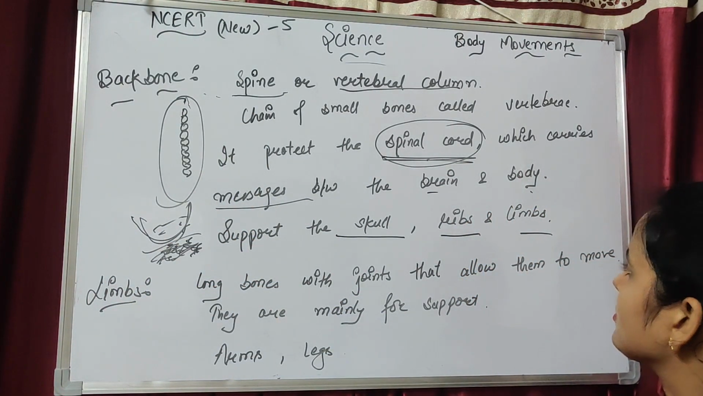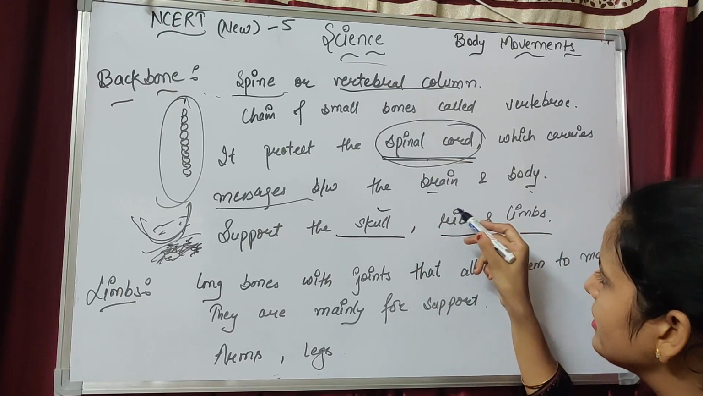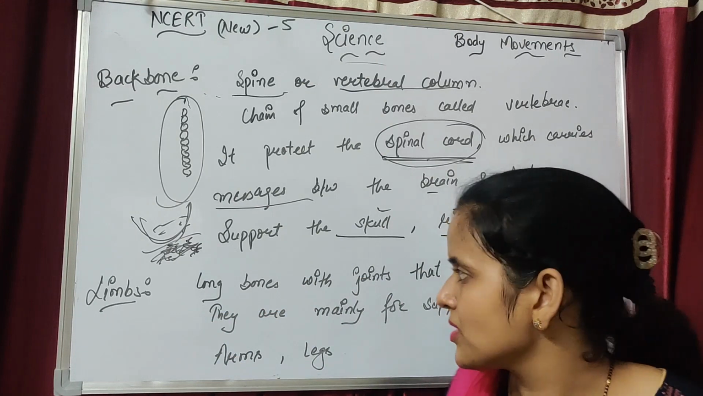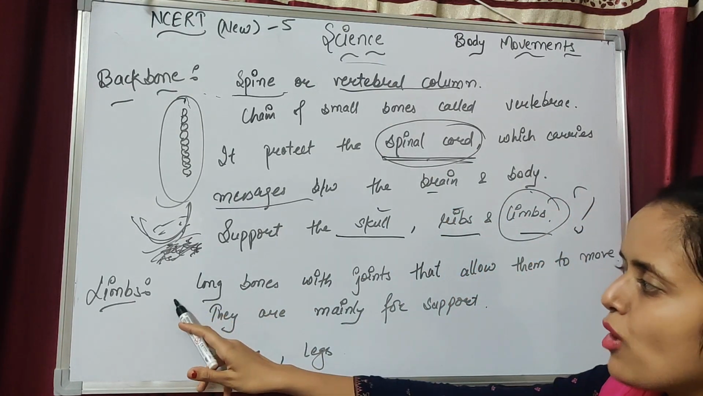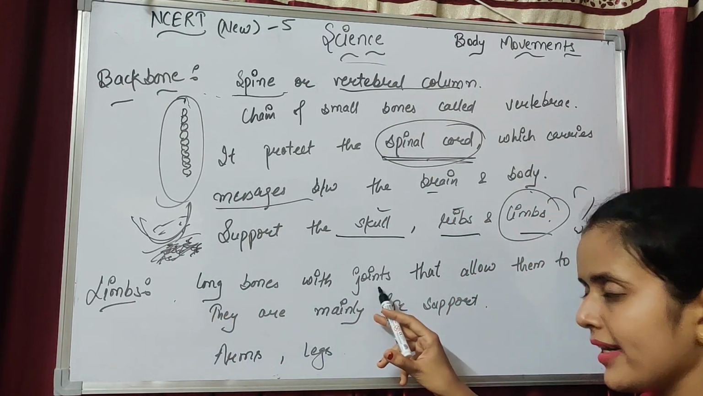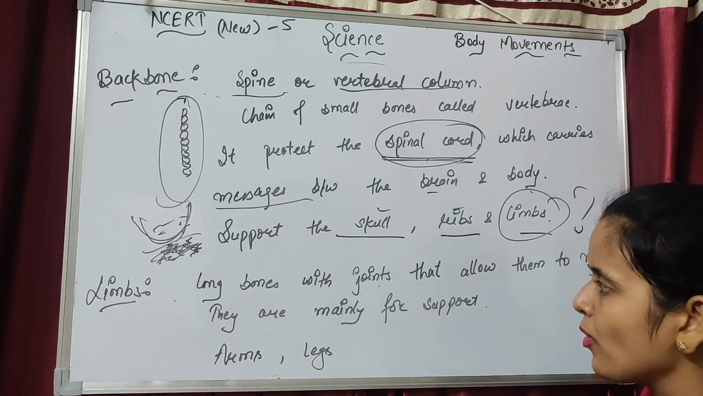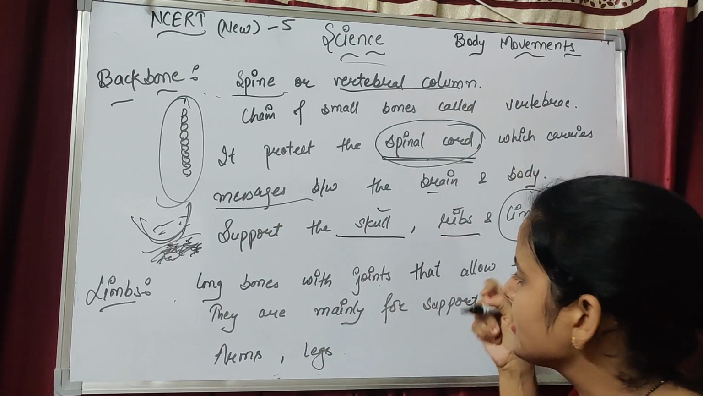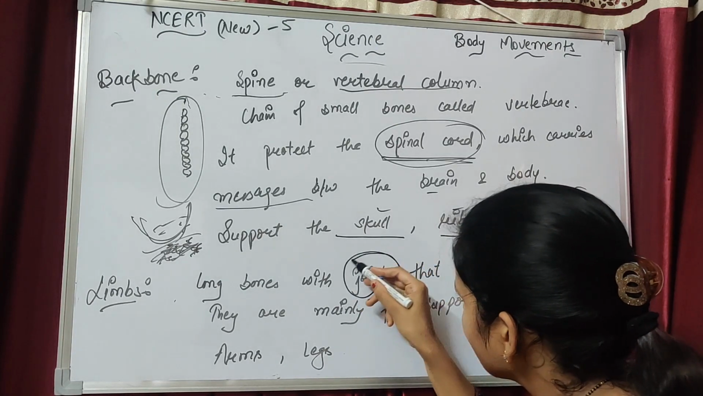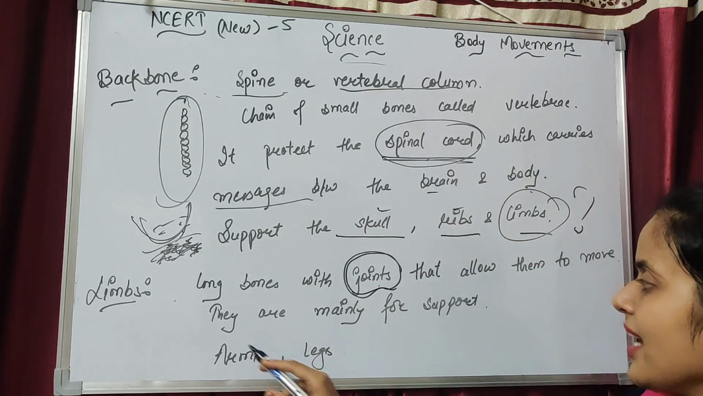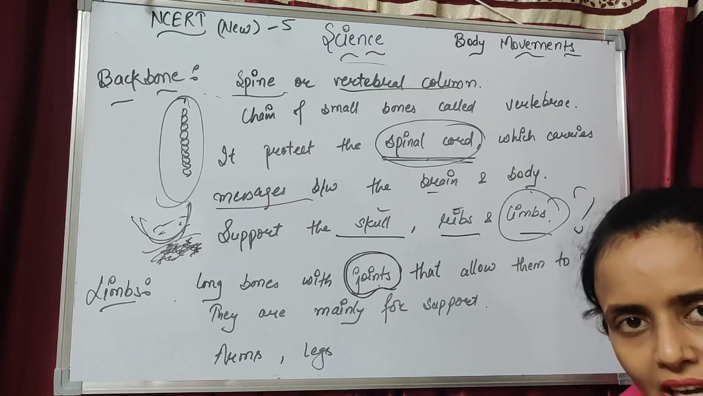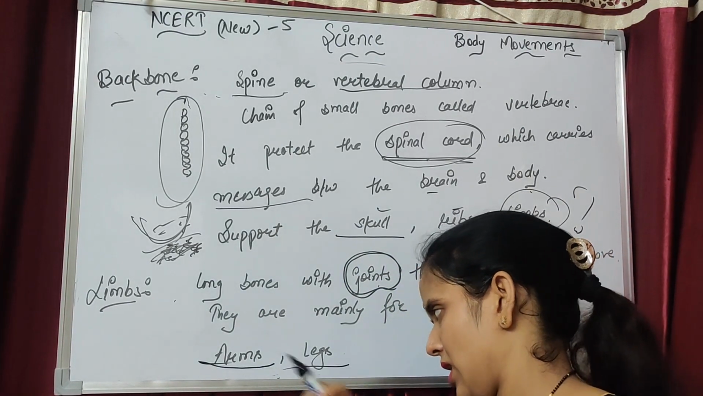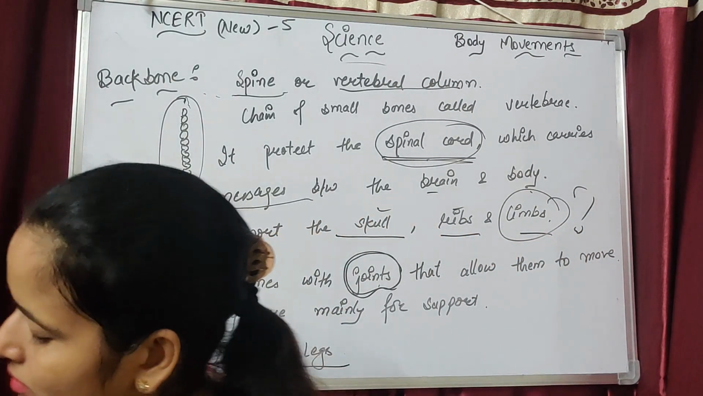So what are limbs? Skull, arm, we are done, ribs done. What are limbs? Come to the next point. Limbs are long bones. They are formed of long bones with joints that allow them to move. They are mainly for support. For example, limbs are arms and legs.